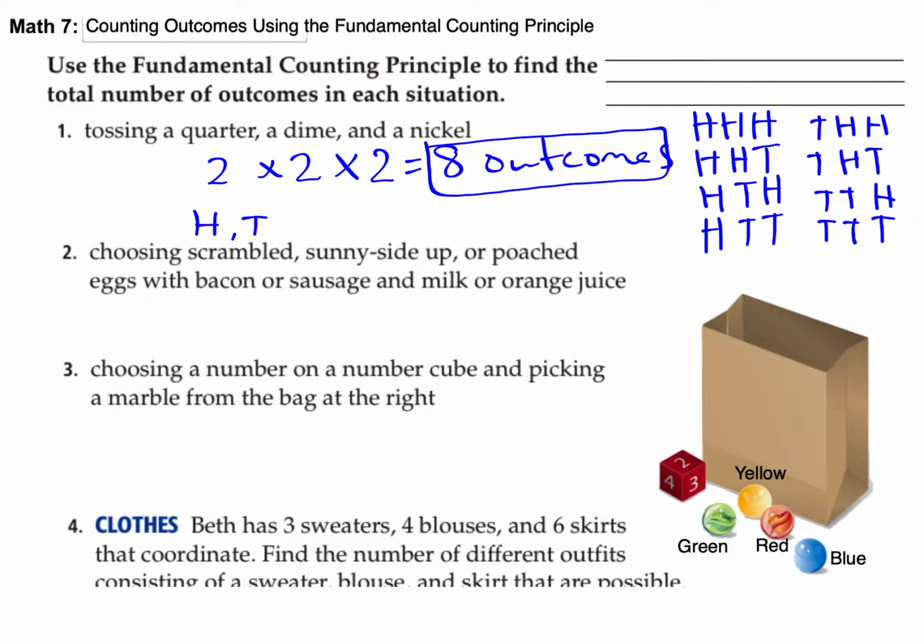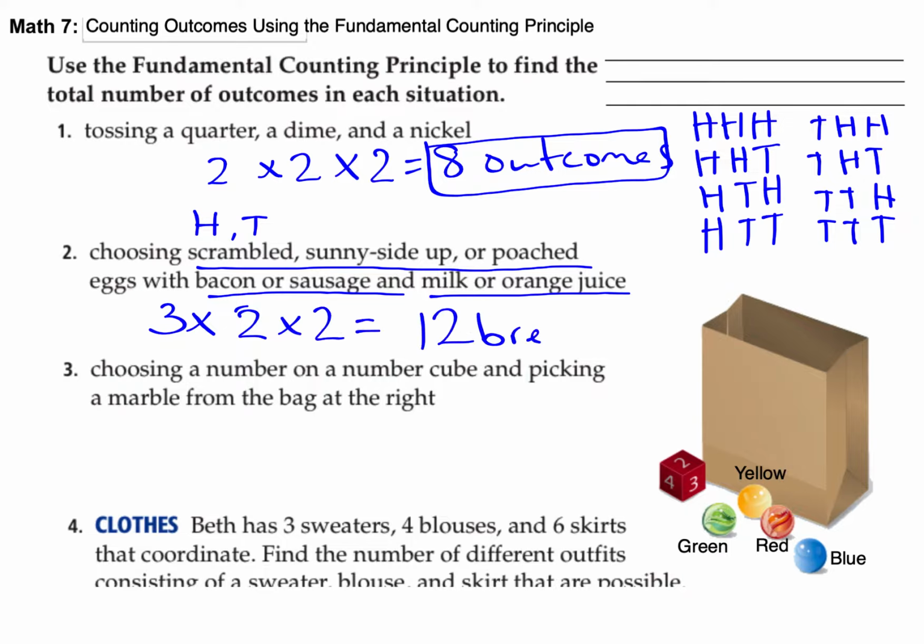Okay, choosing scrambled, sunny side up, or poached eggs with bacon or sausage and milk or orange juice. Okay, first we've got 3 types of eggs, 2 types of meat, and 2 types of beverage. Wait, I wrote the wrong number there. There were only 2 types of meat and 2 different beverage options. This gives you a total of 12 different breakfasts. Okay, and I could list those, but I'm not going to.